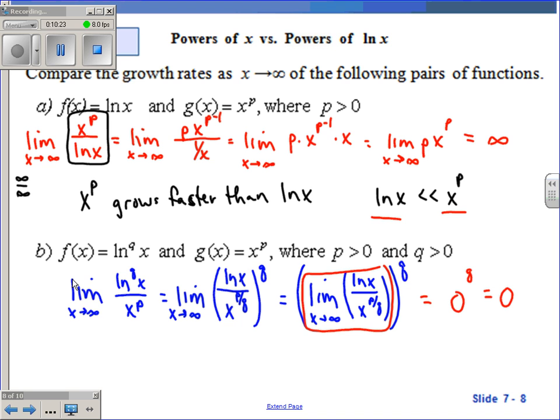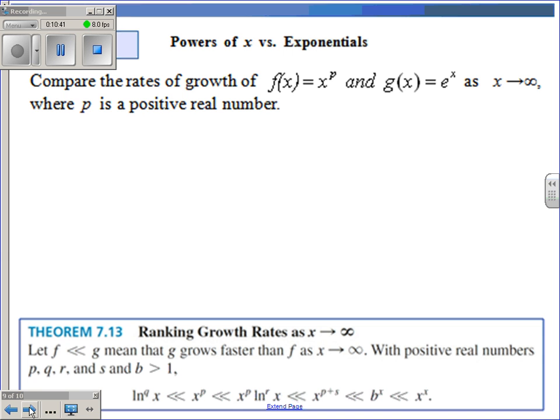Okay, so now which grows faster? If the limit of this ratio is 0, that means the one on the bottom grows faster. So natural log to the qth power grows more slowly than x to a power. Okay, so now x to the p and e to the x. Now notice we're building a table down here at the bottom. This notation means that g grows faster than f. So now we've just shown that the natural log of x to a power grows slower than x to a power. And now we're looking at x to the p and e to the x.